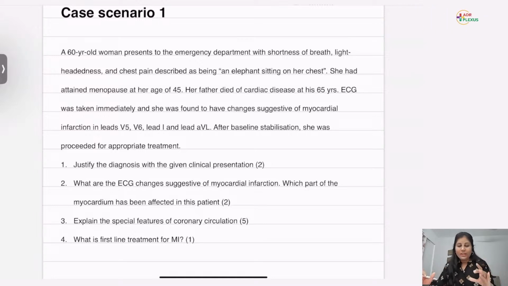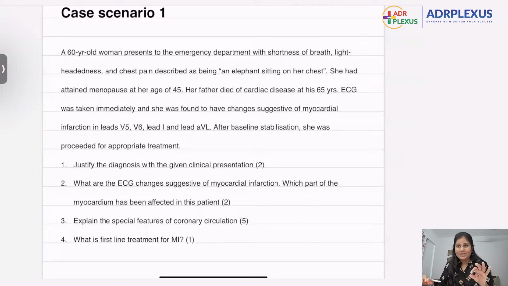Now, look at the questions. There are 4 questions given here. Justify the diagnosis with the given clinical presentation. That is the first question, which carries 2 marks. Second question is, what are the ECG changes suggestive of myocardial infarction? Which part of the myocardium has been affected in this patient? This carries 2 marks.